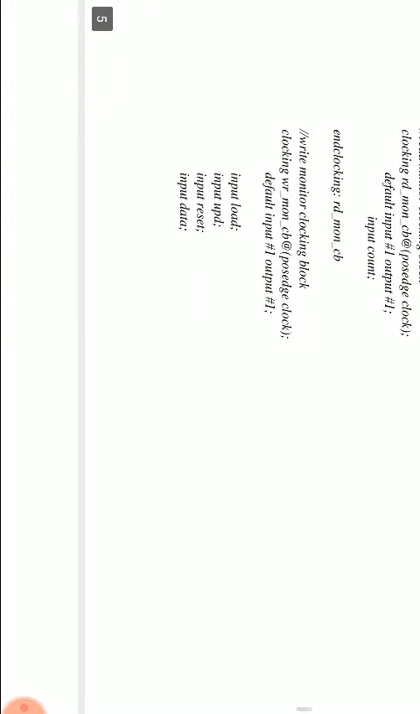You start by writing the clocking block and end it with endclocking. We write the monitor clocking block here. So like that, the design part is over, and the next part is the testbench. The testbench contains the counter package.